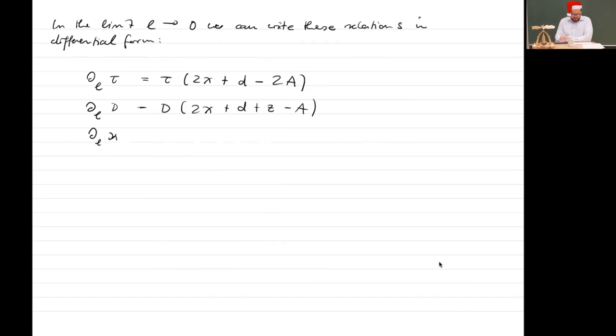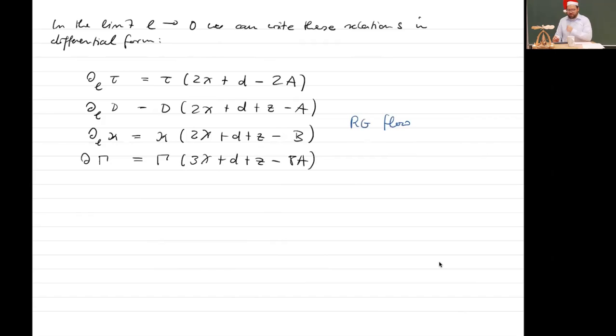And then the kappa, the scale derivative of kappa, is 2 chi plus d plus z minus b. And gamma, these interactions, are given by gamma times 3 chi plus d plus z minus 8a. This is now called the renormalization group flow.